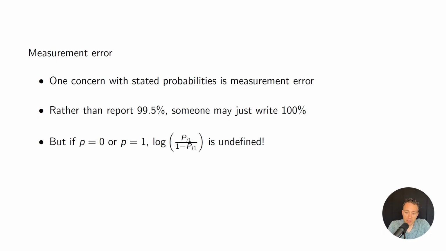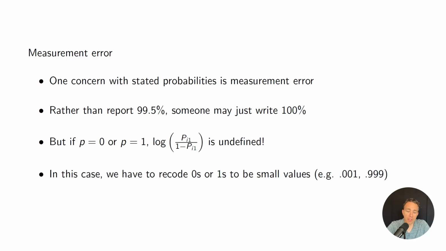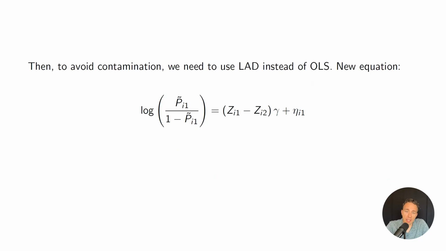So the log odds is undefined, as I was saying earlier, if p equals 0 or 1. And so what we have to do here is recode these zeros or ones to be very small values. But then this might contaminate our analysis if we're taking these stated probabilities at face value. And so to avoid this bias from measurement error, we should actually be estimating median regression instead of mean regression, or OLS. So we're going to use least absolute deviations, which is another word for median regression.